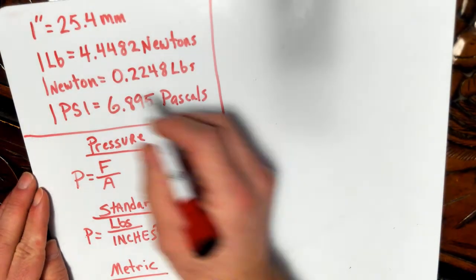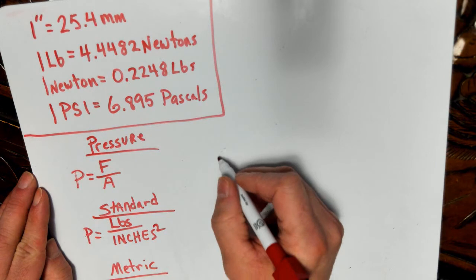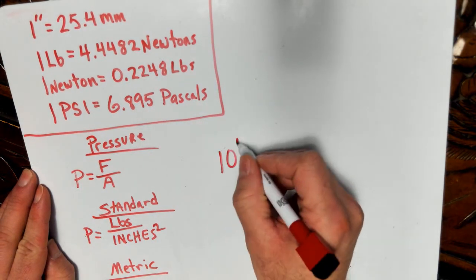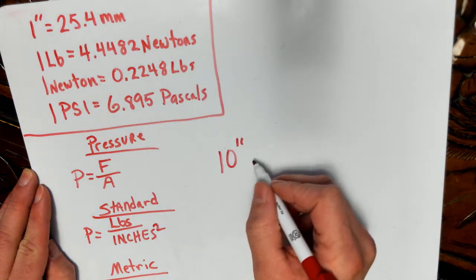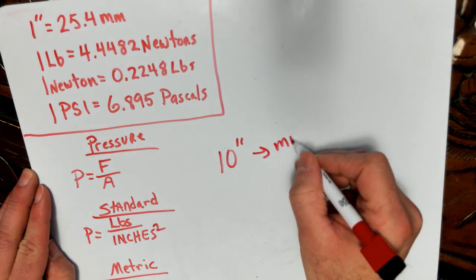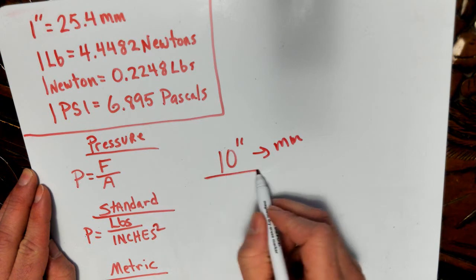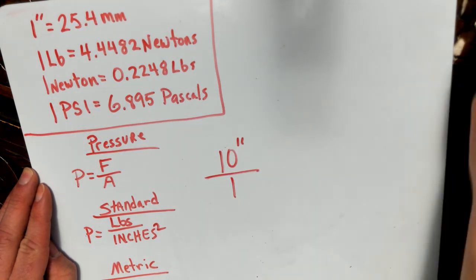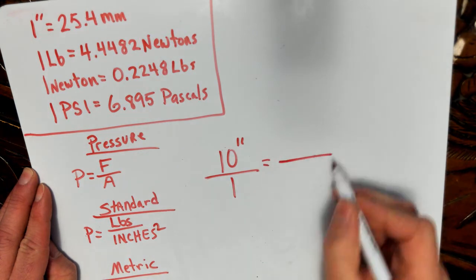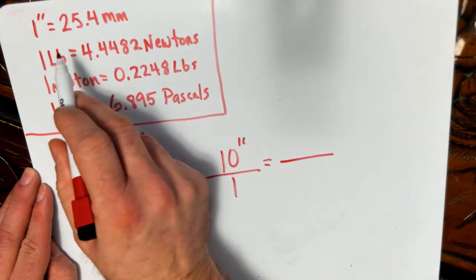So let's say, for instance, I had 10 inches, and I want to convert that into millimeters. Okay, I want to convert that to a millimeter. This is how you do it. Just put the 10 over 1, put an equal sign, come over here, and then use your conversions.